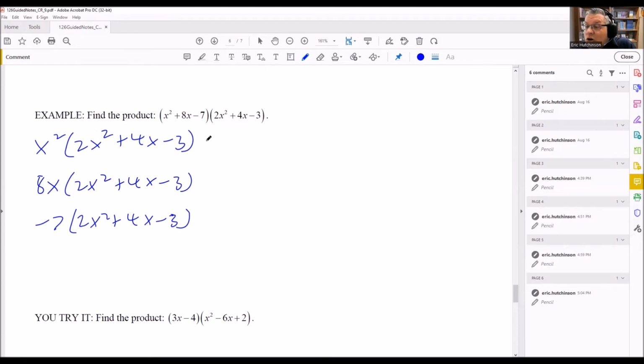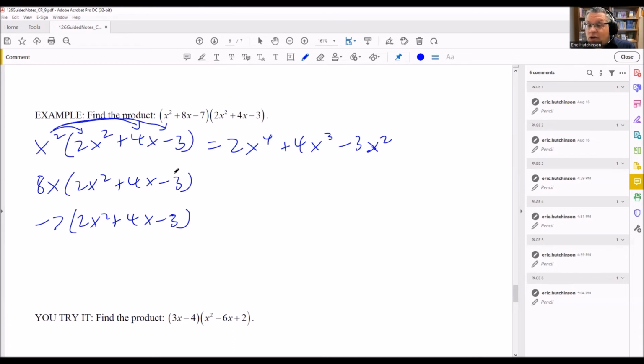X squared times all this, I'm going to get 2x to the 4th when I multiply these, because x squared and x squared, you add the exponents, you get a 4th power. Now we're going to do x squared times 4x. That's going to be plus 4x cubed. Again, we're adding the exponents there. And then you're going to take x squared times negative 3x squared. Now we're going to do this next one.